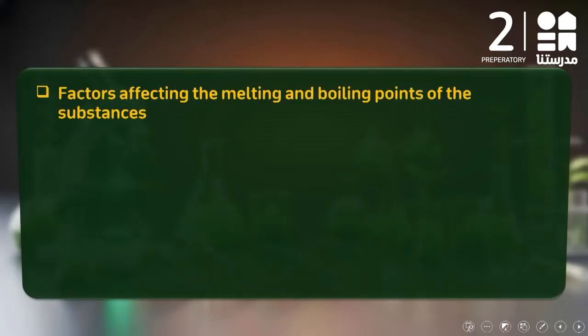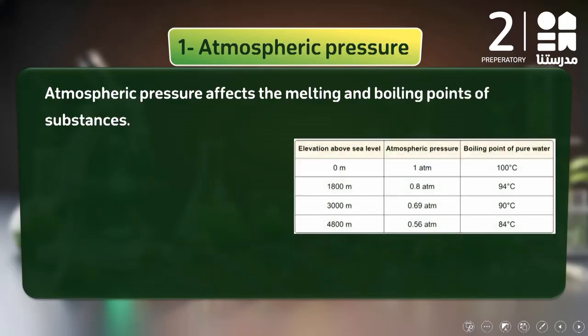Factors affecting the melting and boiling points of substances. What are these factors? The first factor is atmospheric pressure. By increasing the atmospheric pressure, what happens? Let's see. The second is the degree of purity of substances. We have a figure here showing the relation between atmospheric pressure and the melting and boiling points of substances.